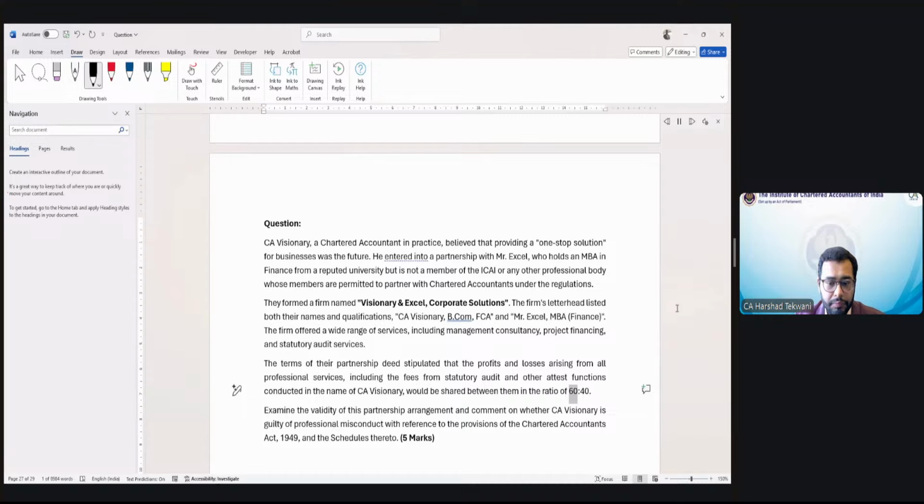the ratio of 60-40. Examine the validity of this partnership arrangement and comment on whether CA Visionary is guilty of professional misconduct with reference to the provisions of the Chartered Accountants Act, 1949, and the schedules thereto. 5 marks. Okay, so this is the question. Take a minute, read the question, and then try to answer.